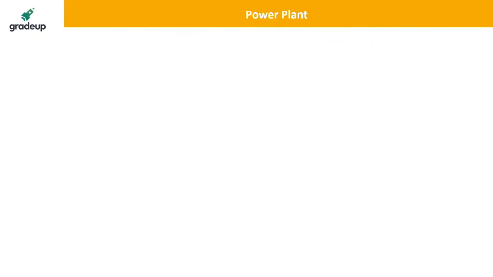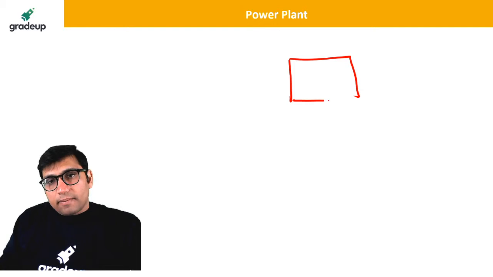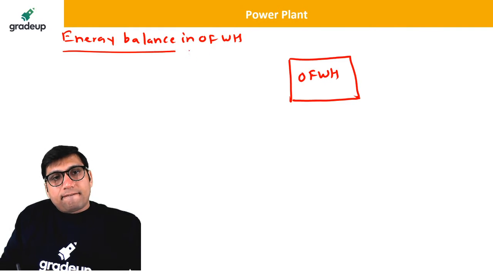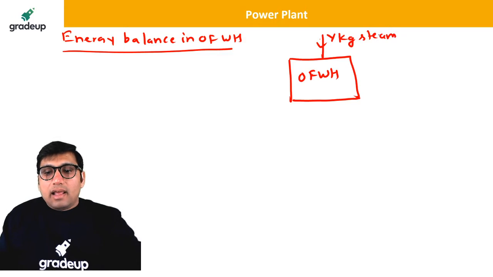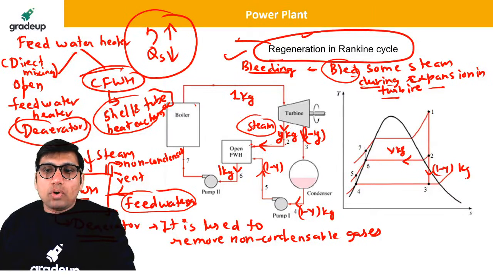So my dear students, if you see the energy balance equation, let us say this is your open feed water heater. Energy balance is very important. This is very, very important. Now, what is the energy balance in an open feed water heater? Let us say that y kg steam has been taken at state 2. At state 2, y kg steam has been taken for feed water heating, and the leftover 1 minus y kg will be sent to the condenser.